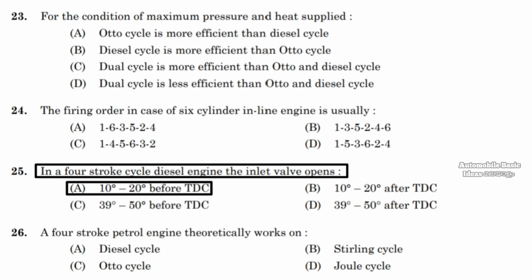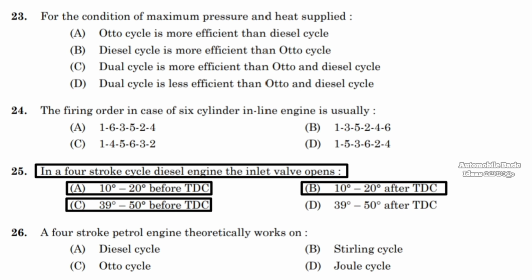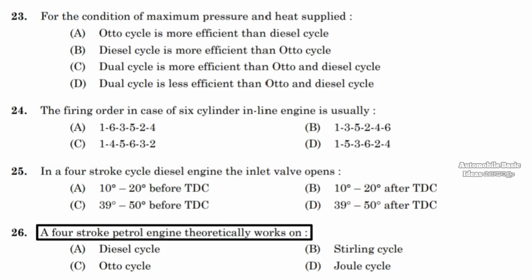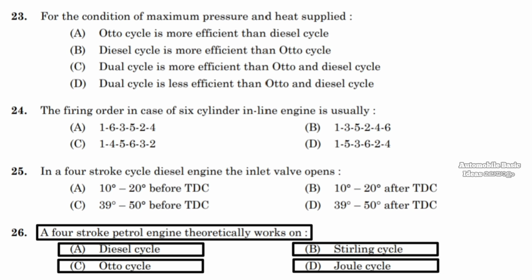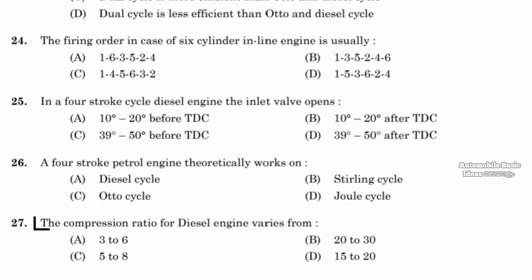a. 10 to 20 degrees before TDC, b. 10 to 20 degrees after TDC, c. 39 to 50 degrees before TDC, d. 39 to 50 degrees after TDC. Answer A. 10 to 20 degrees before TDC. 26. A 4-stroke petrol engine theoretically works on a. Diesel cycle, b. Stirling cycle, c. Otto cycle, d. Joule cycle. Answer C. Otto cycle. 27.